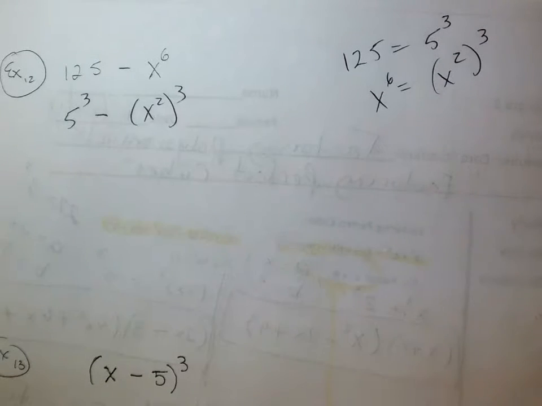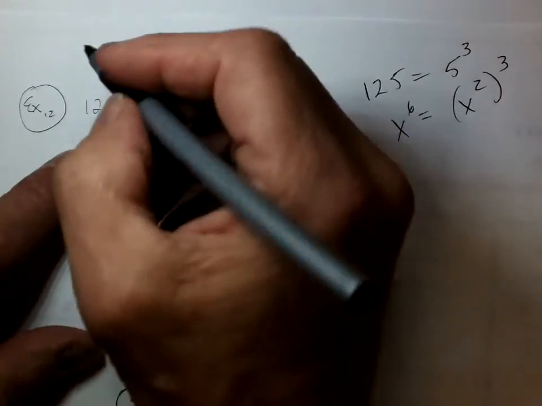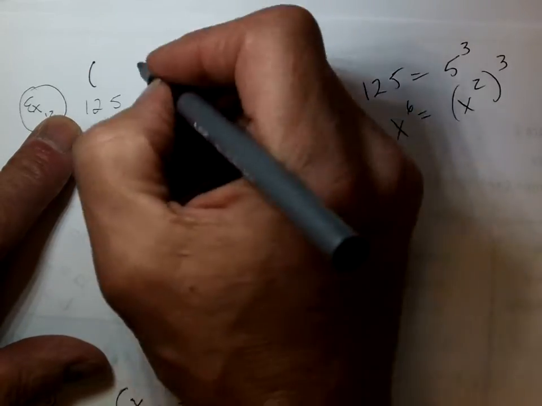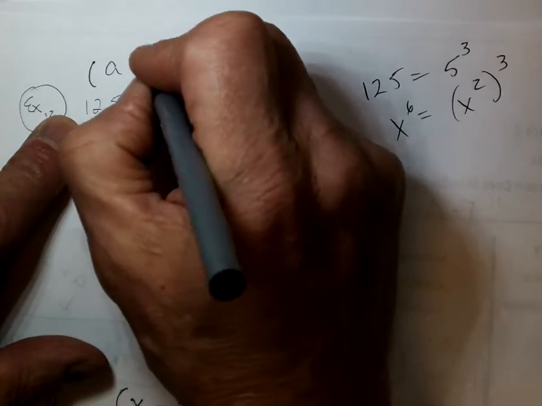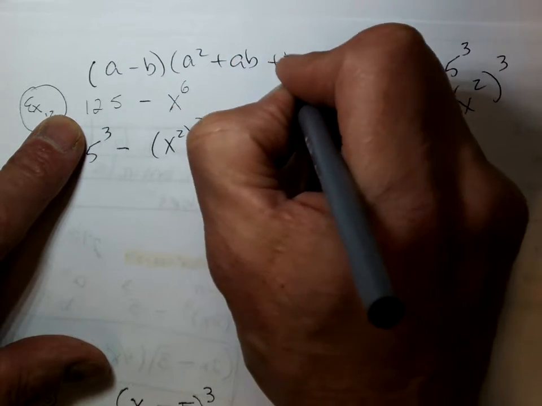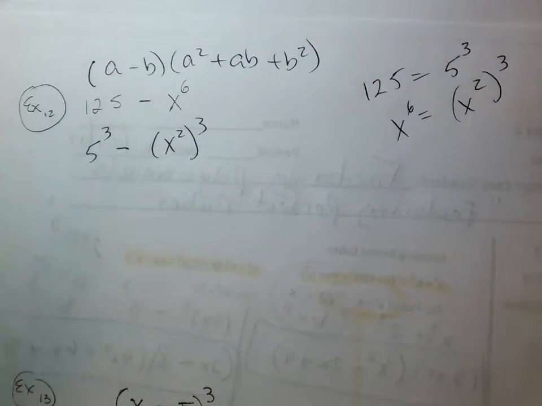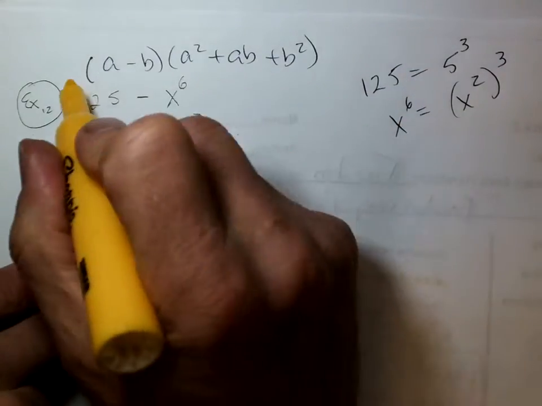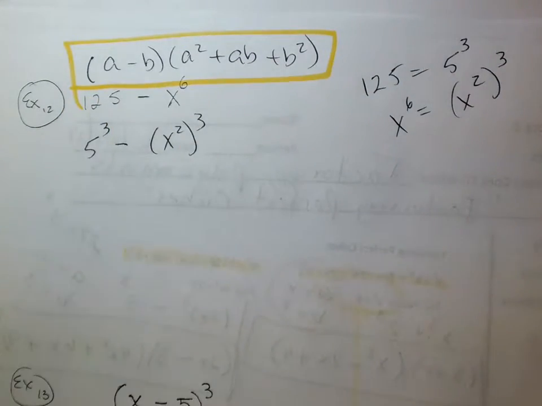And the formula I'm going to use, if I go back over the board, I'm going to use this one right here, okay, because it's a cube subtract cube. So I'll even write that down. The one I'm going to use is a minus b times a squared plus ab plus b squared, right? That's the formula I'm going to use for factoring perfect cubes if it's subtract, okay?